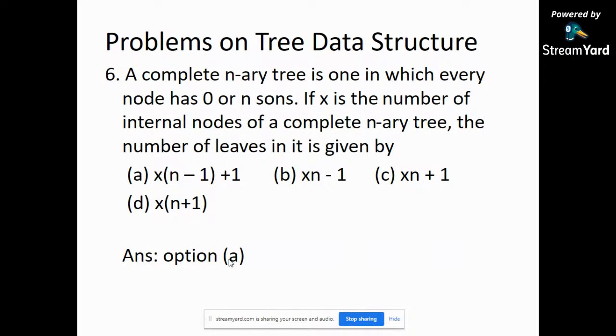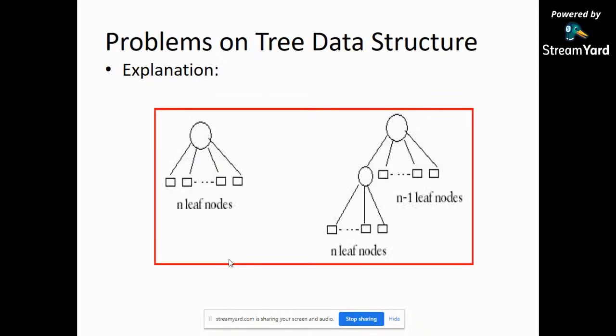A complete n-ary tree is one in which every node has 0 or n sons, or n children, you can say. If x is the number of internal nodes of a complete n-ary tree, the number of leaves in it is given by x into n minus 1 plus 1. So the correct option is x into n minus 1 plus 1.